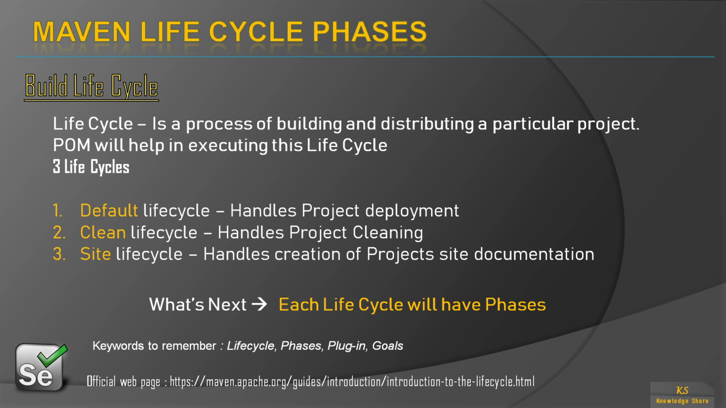Okay. So basically Maven has three life cycles. One is the default life cycle which handles the project deployment, and the next one is the clean life cycle which handles the project cleaning and removing any unwanted files or some buffer values and all those things. And the third one is the site life cycle which handles the creation of project site documentation. So whenever you are deploying your application, if you have to define some documentation related to that, this site life cycle will help to carry that out.